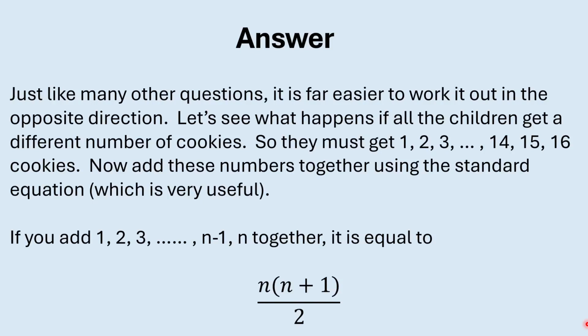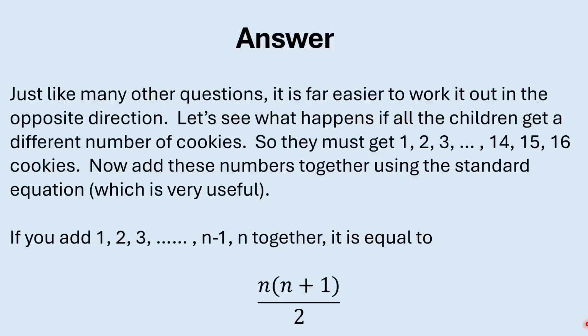Okay, let's start with the simplest case. So we have got 16 children, and we can give the first child one cookie, the second child two cookies, the third child three cookies, until the last child with 16 cookies. Okay, and then we just add all these numbers of cookies together to see how many we need in total.